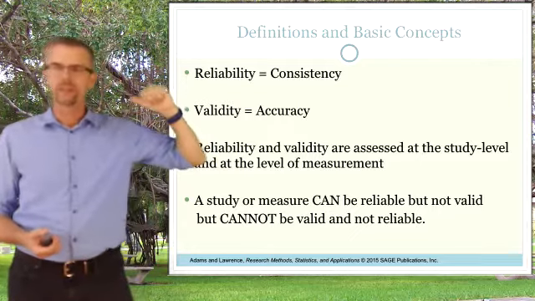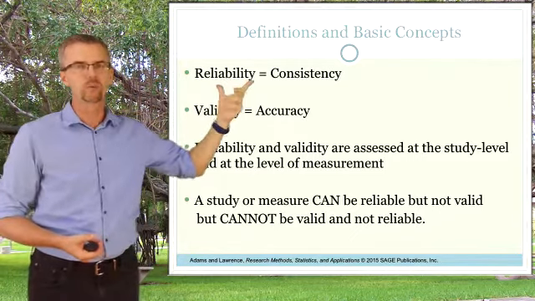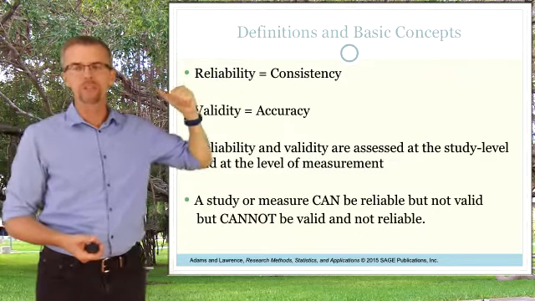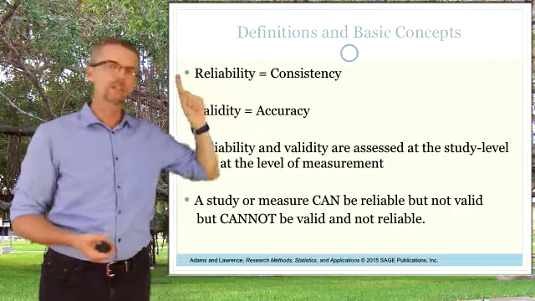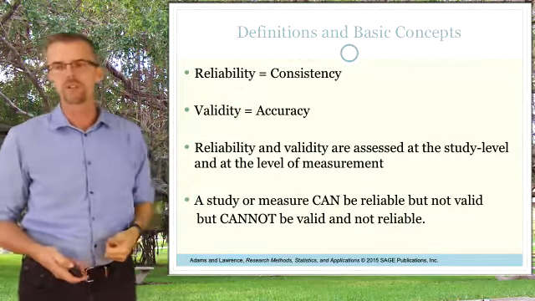And they are assessed at the study level and at the level of measurement. We're going to get into both of those and help you separate them out. A study or measure can be reliable but not valid, but it cannot be valid and not be reliable. So it's a very important distinction to make.